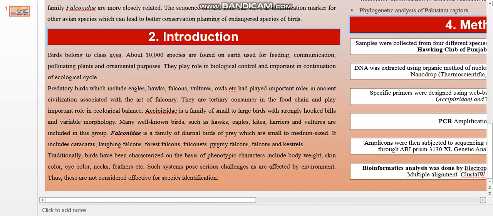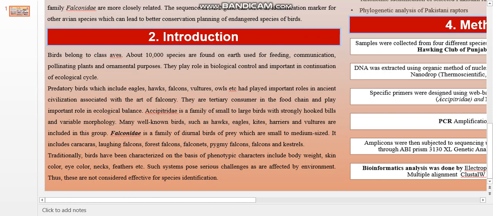Here we will start from the birds. We know that there are about 10,000 species which are found on Earth and used for different purposes. Among birds, the predatory birds have their own significance. In my study, we have included two families, that is Accipitridae, which is a family of small to large birds, and in this family, mostly hawks, eagles, kites, and vultures are included, whereas the Falconidae is a family of diurnal birds in which small to medium sized birds are included, such as caracara, laughing falcon, and falconets, kestrels, etc.